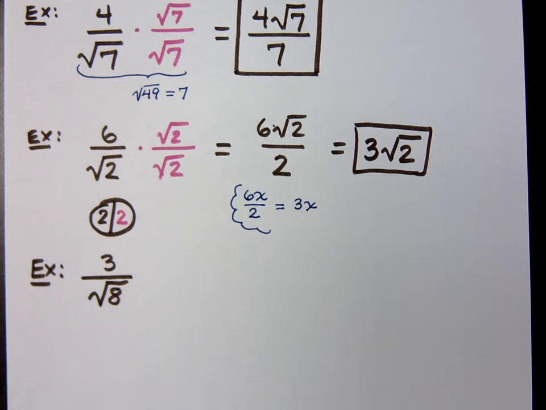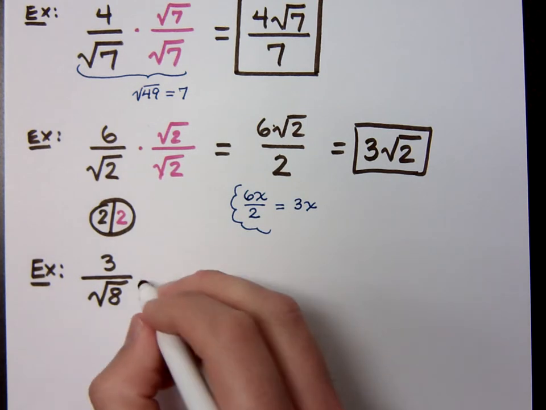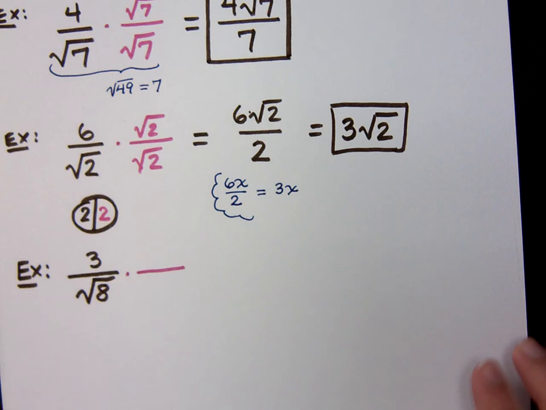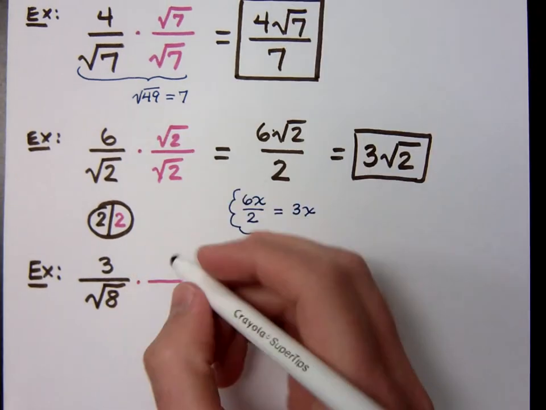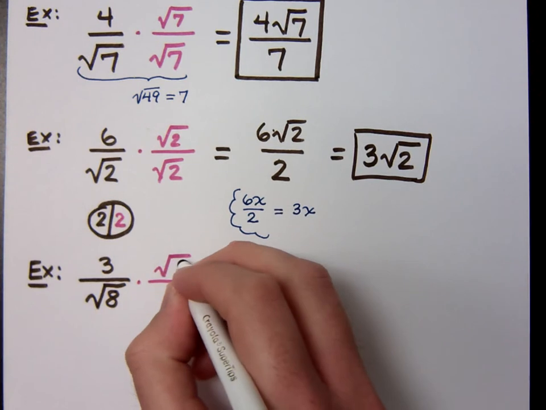If I have 3 over the square root of 8, what are you going to do here? You can multiply by the square root of 8. That is not good, square root. So I'm going to multiply top and bottom times the square root of 8.